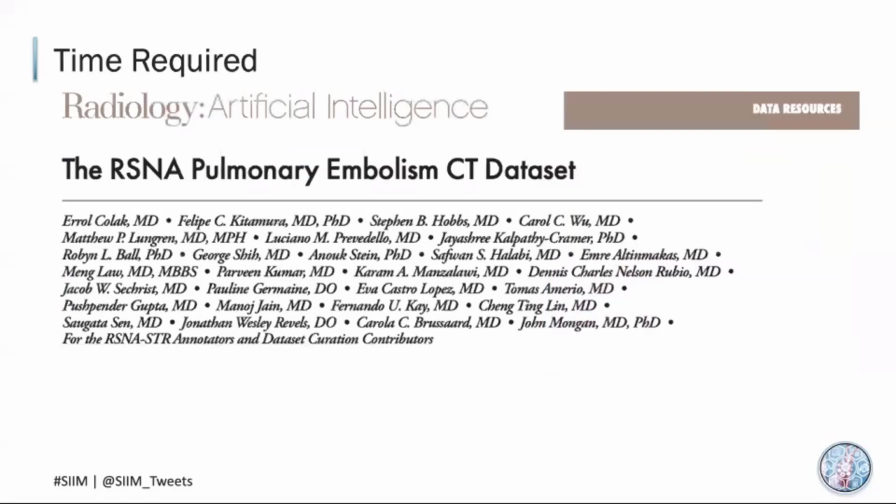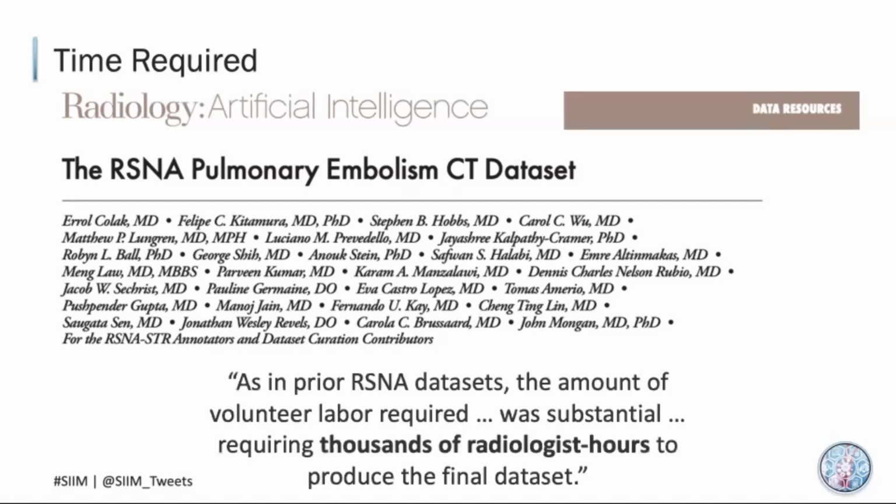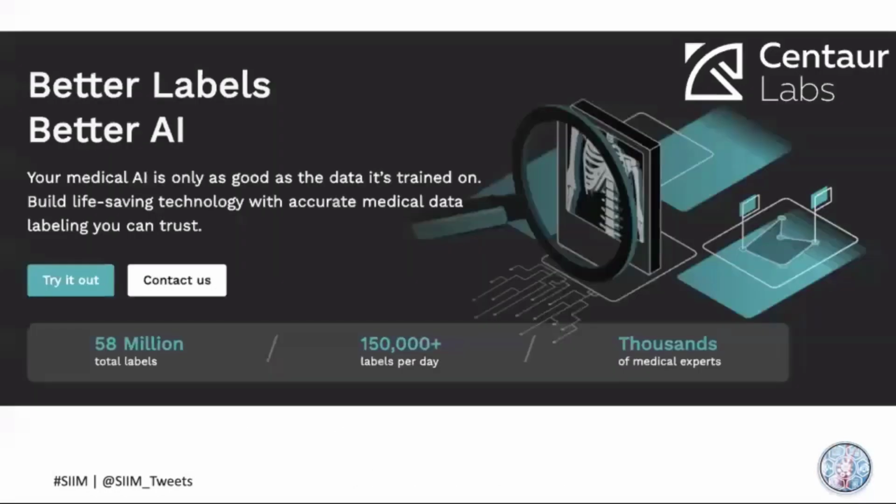On a more practical level, data labeling is challenging because of the time required. For example, the RSNA PE CT dataset required a year-long effort and thousands of radiologist hours and dozens of radiologists to annotate images for just one use case of PE detection. Imagine expanding this to every type of disease and dataset. Needless to say, this is one of the biggest bottlenecks in building high-quality radiology datasets for AI research.